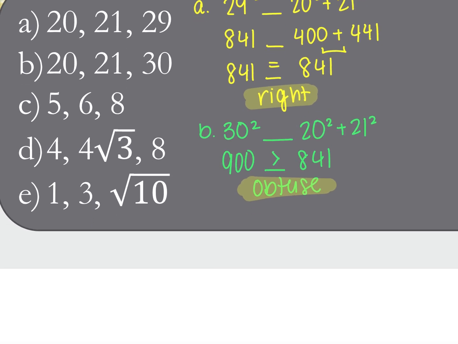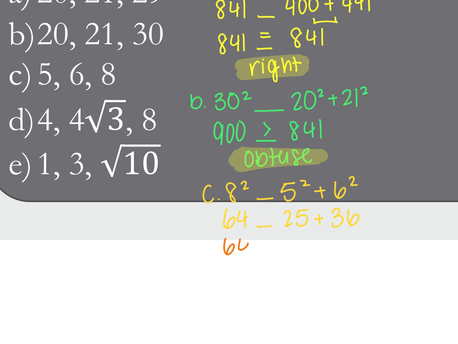Looking at C, I'm going to have 8 squared, and then 5 squared plus 6 squared. 8 squared is going to give me 64, blank, 25 plus 36, so I'm going to get 64 and 61. What kind of triangle is this one? Good, this is still an obtuse.